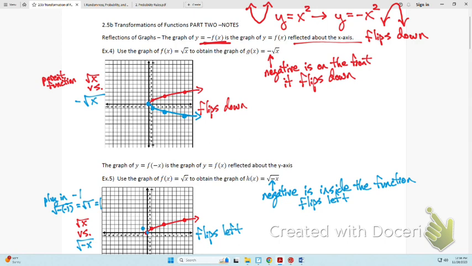Plug in negative 4 and you get 2. Plug in negative 9 and you get 3. And this is our flipped graph. If you need help, plug in 0, negative 1, negative 4, and negative 9. And you'll get those graphs, or the blue graph.